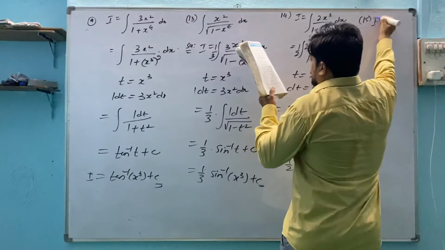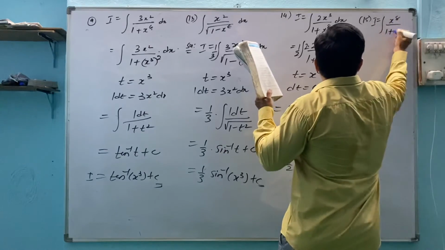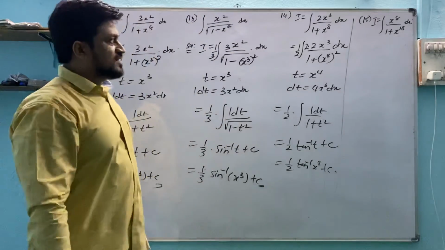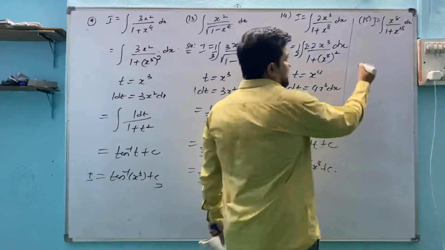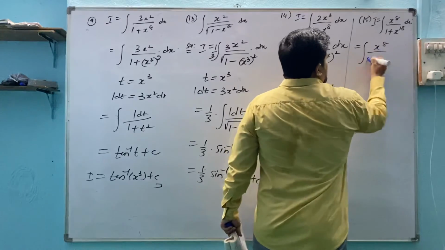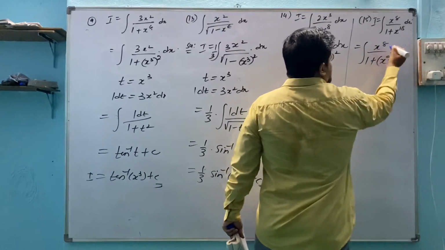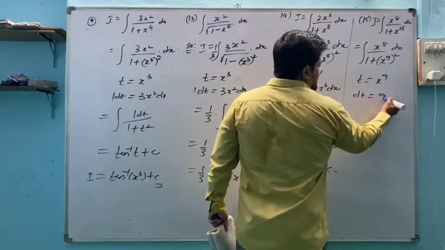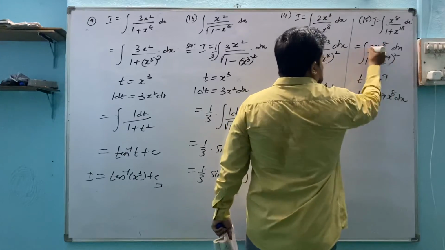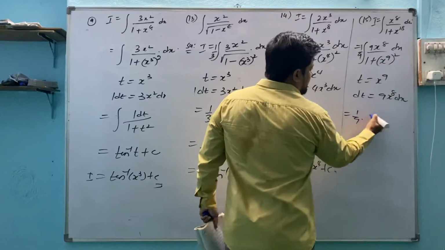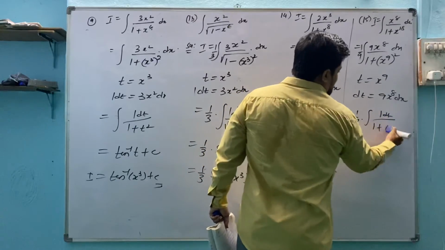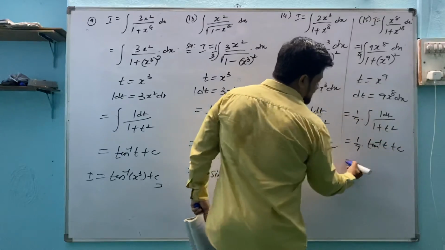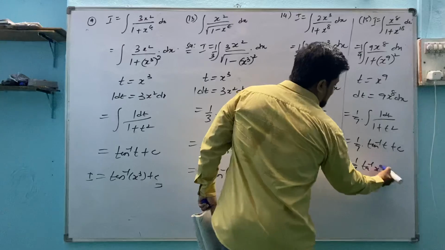15th one, which is quite important also. x power 8 divided by 1 plus x power 18. x power 18 can be written as x power 9 whole square, because 8 is there, 9 power 2. Then t will be the bracket part. dt is 9x power 8 dx. This becomes 1 by 9 into 9. So 1 by 9, this is dt divided by 1 plus t square. Same case, 1 by 1 plus x square is tan inverse x plus c. 1 by 9 tan inverse t, where the value is x power 9, plus c.